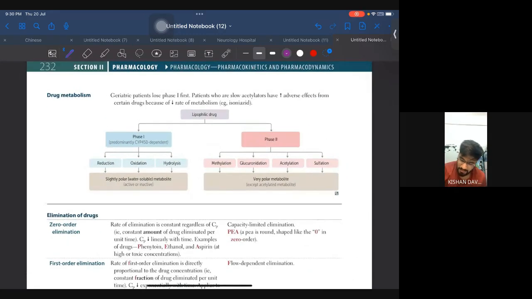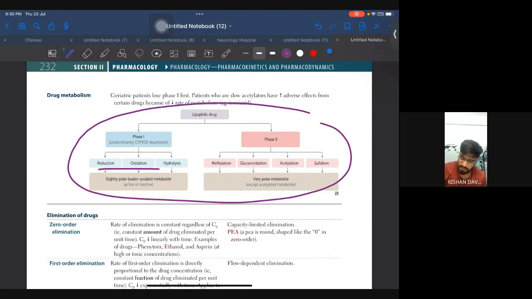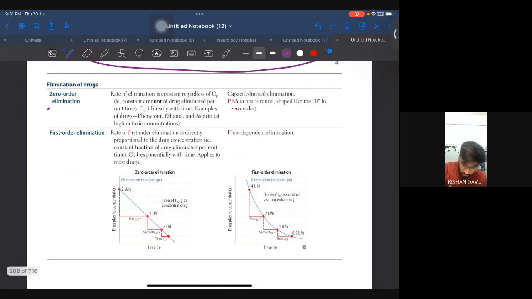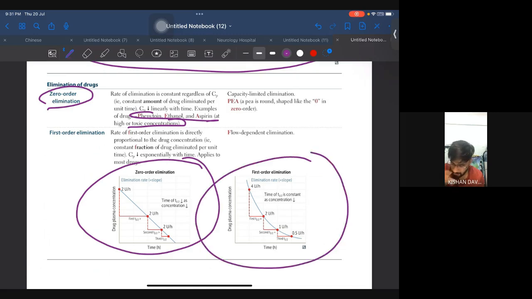Just see which reactions happen in drug phase 1 and which reactions happen in phase 2. Zero order elimination, remember the names of drugs. First order elimination, just see this graph. What difference is coming in first order, what difference is coming in zero order.